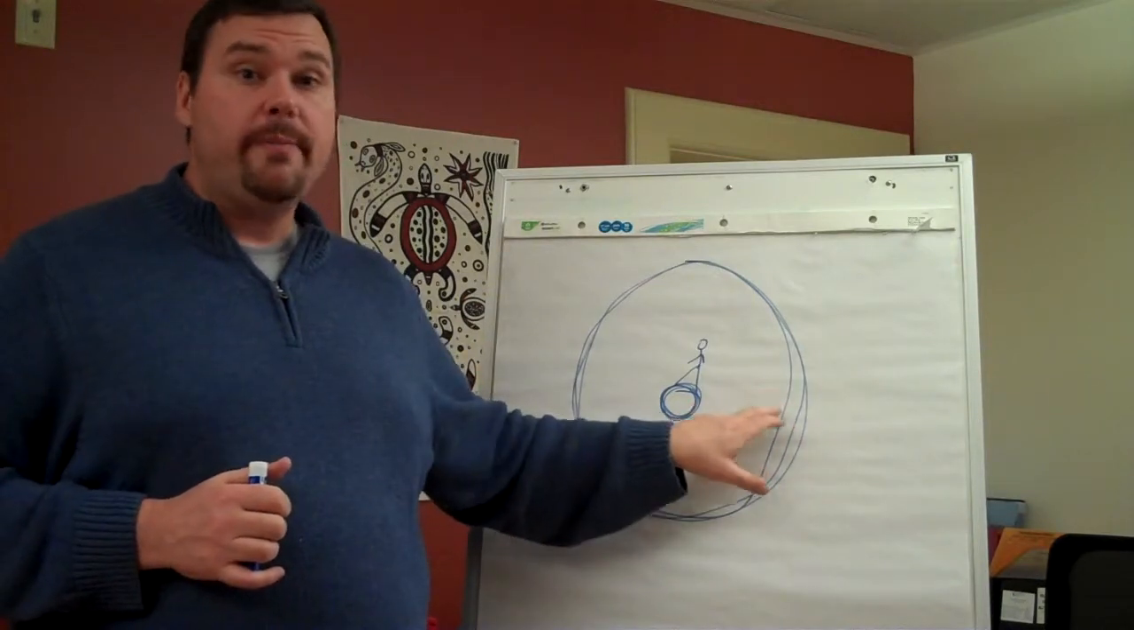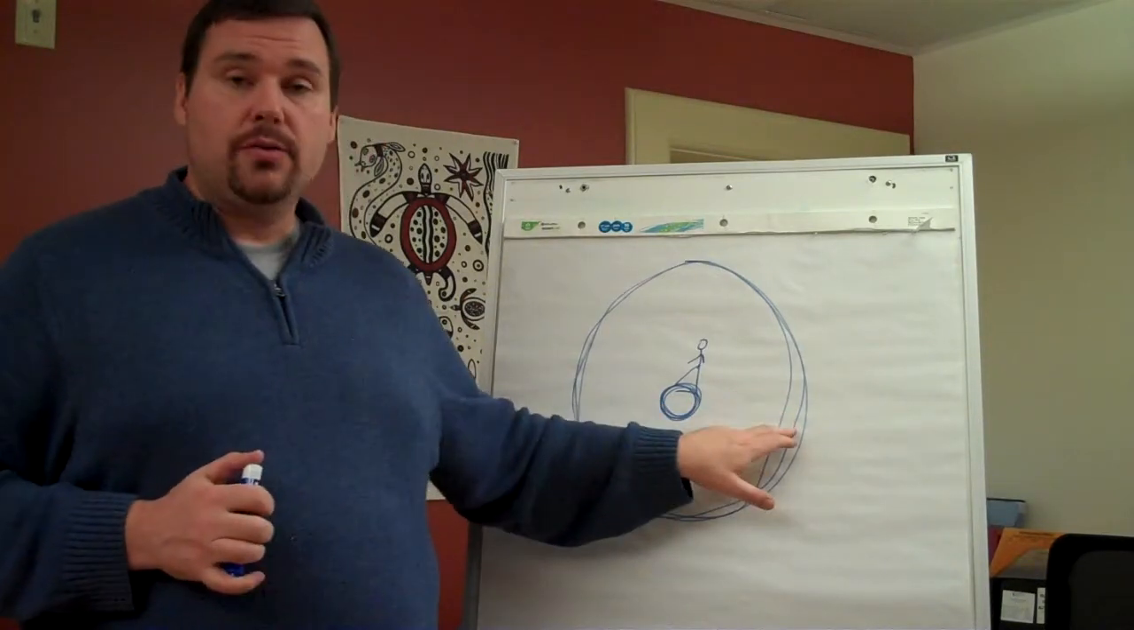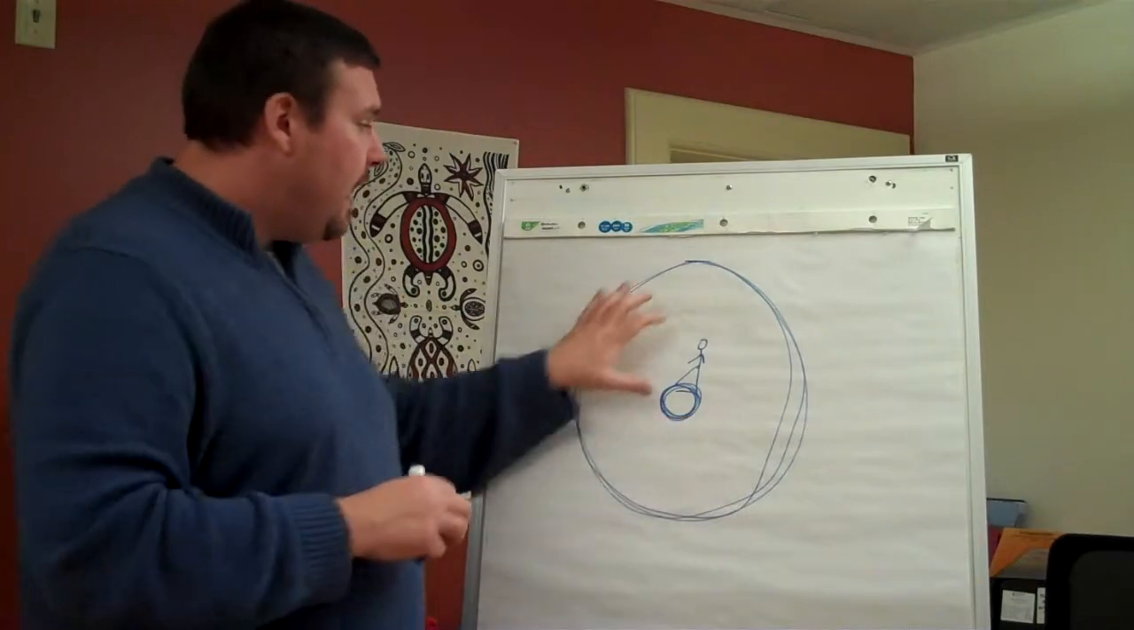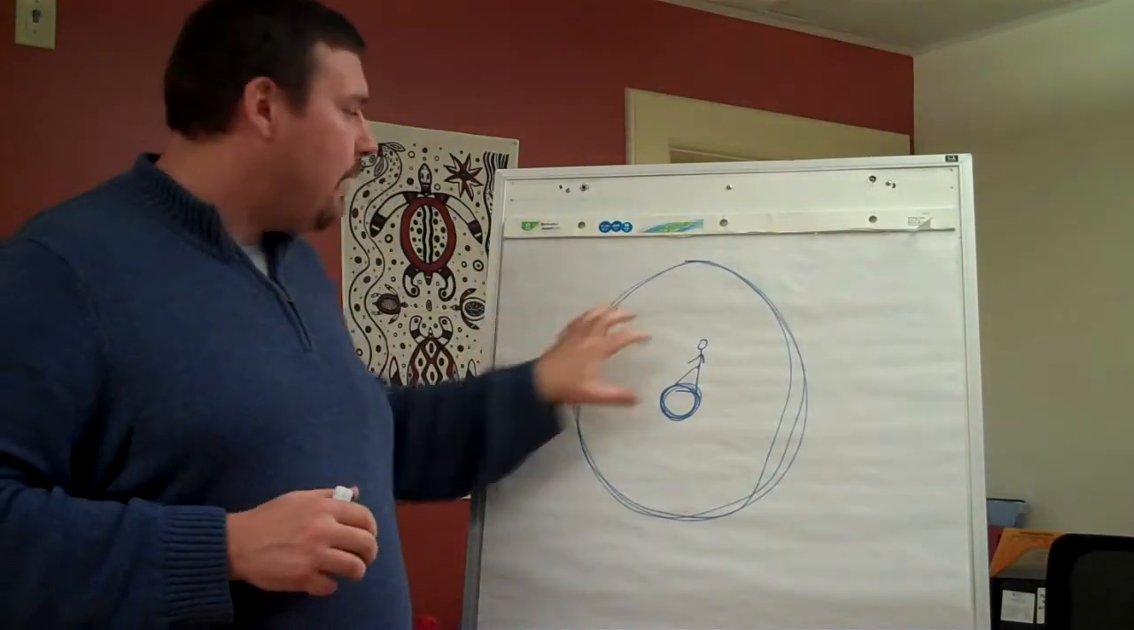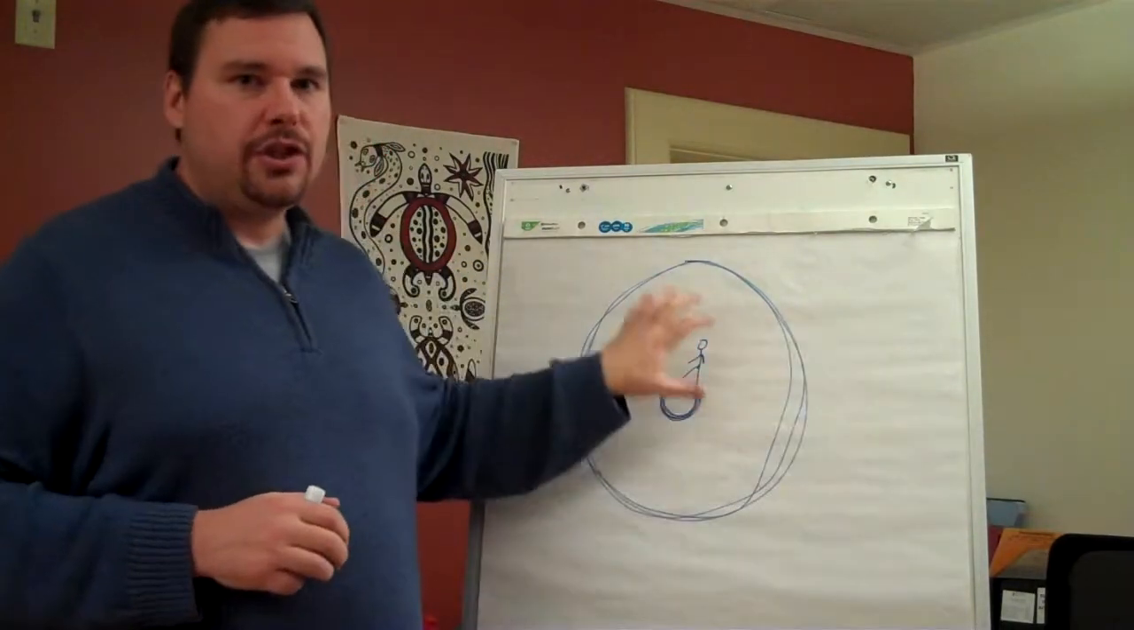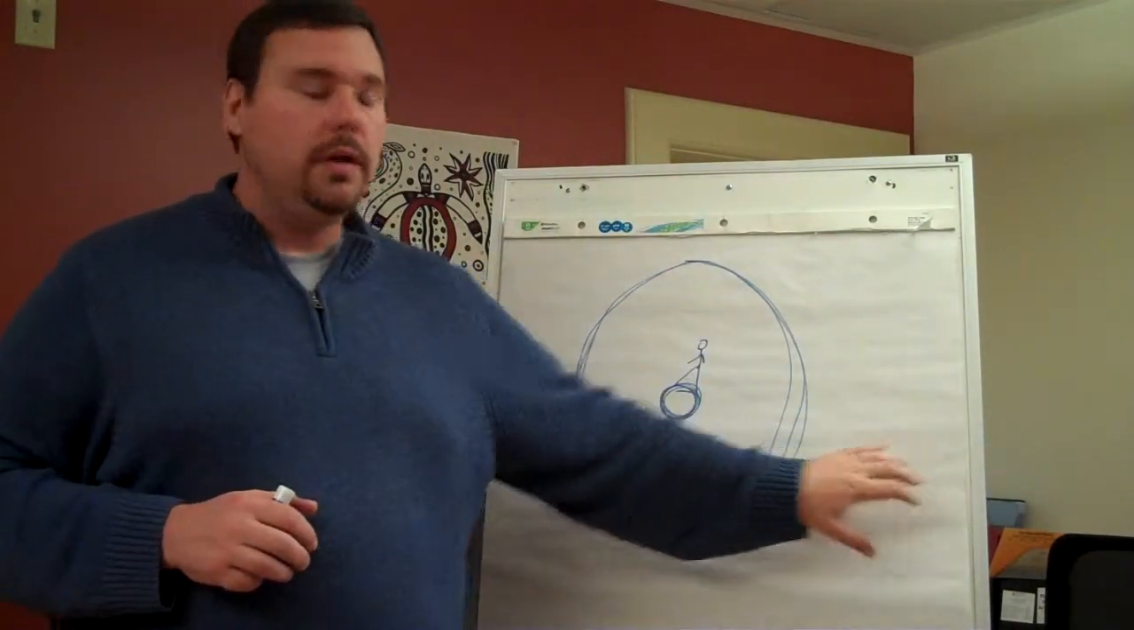The big circle is a boundary. It's an intellectual boundary. It's a boundary between that which is knowable and that which is unknowable. Not that which is known and that which is unknown, but that which is knowable and that which is unknowable.